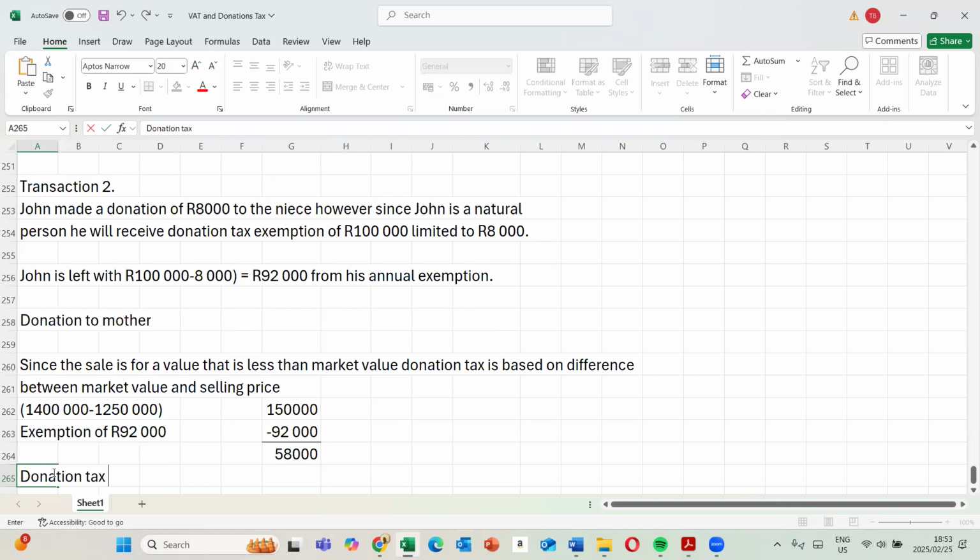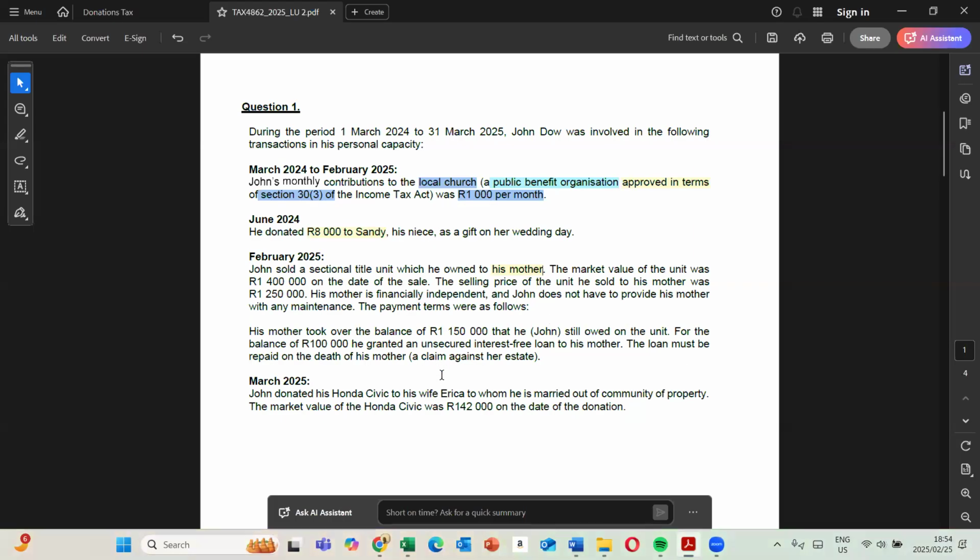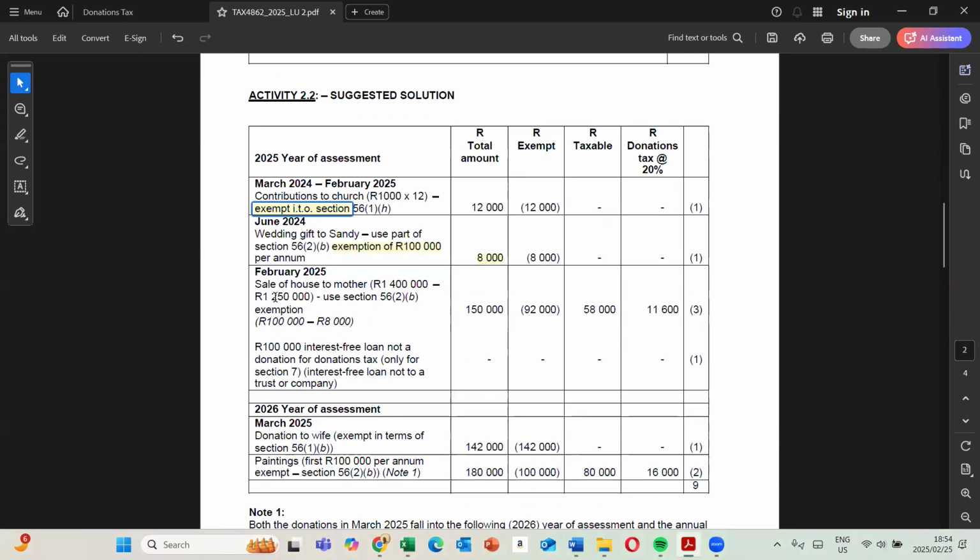So you write down donations tax. Depending on the marker, it's essentially important that you show the rate you're using. So you can say donations tax at 20%. Some markers will award marks for knowing that your donations tax is at 20%, so you will receive a mark in that regard. So for the donation to mother, 1.4 million minus 1,250,000, that's the part he has as donations tax.